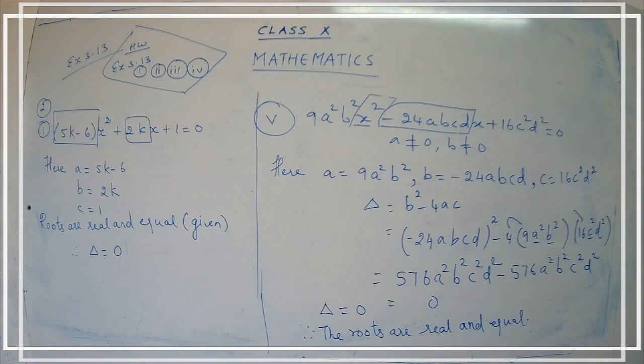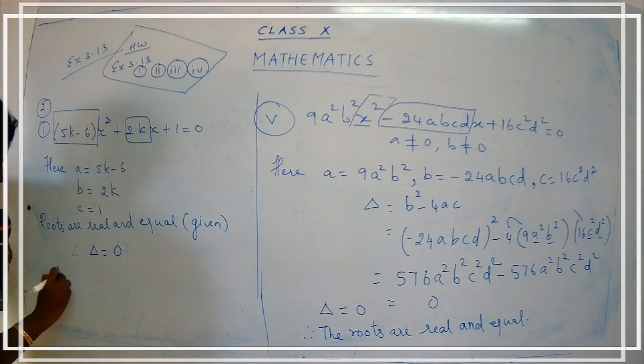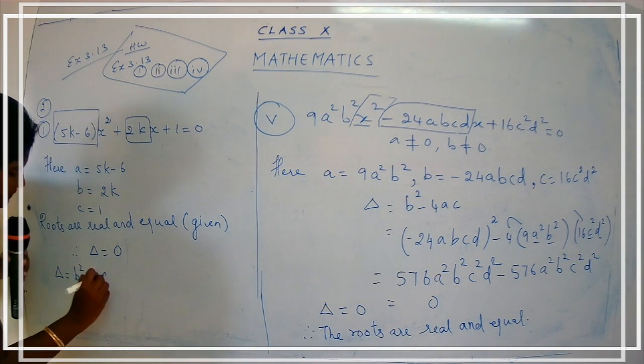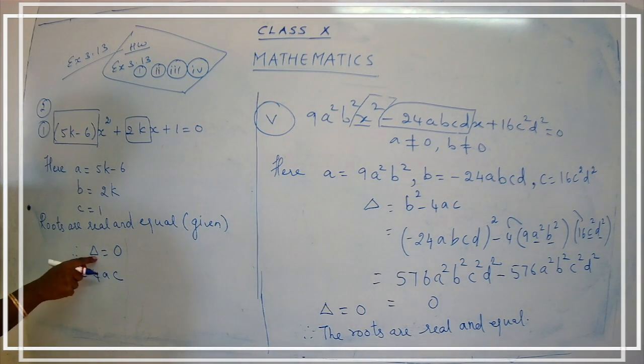Okay, now we are going to proceed with the sum. We know the value for delta. What is the value for delta, children? Yes, b square minus 4ac. So let's apply the formula here. I'll write here delta is equal to b square minus 4ac. And already they have given you the value for delta as 0. So we'll just put it in the next step. Write the formula first. I'll rub this part.